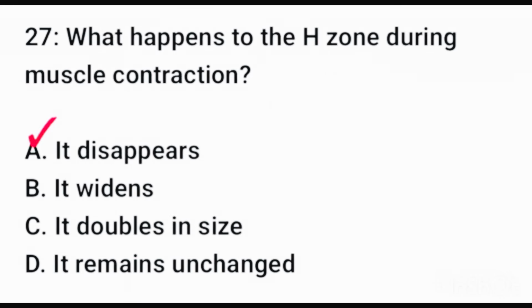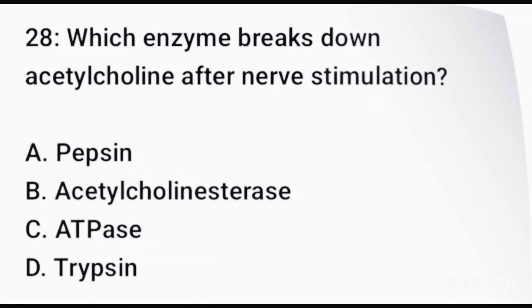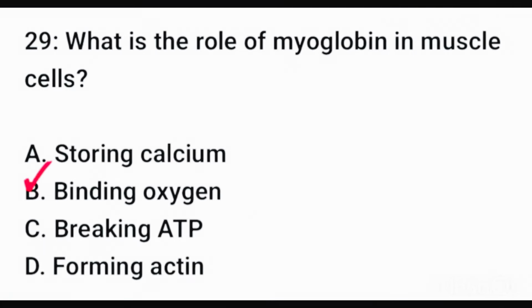Question number 27. What happens to the H zone during muscle contraction? Correct option is option A, it disappears. Question number 28. Which enzyme breaks down acetylcholine after nerve stimulation? Here correct option is acetylcholinesterase.